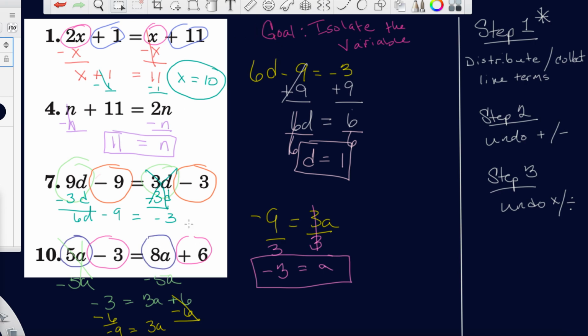So remember, you see the larger magnitude coefficient, the bigger number in front of the a, that's the side you want to move your a's to, and then finish the rest accordingly. That's it.